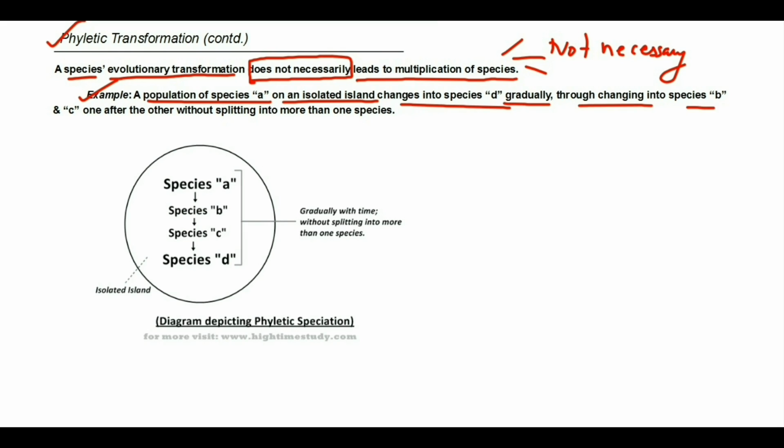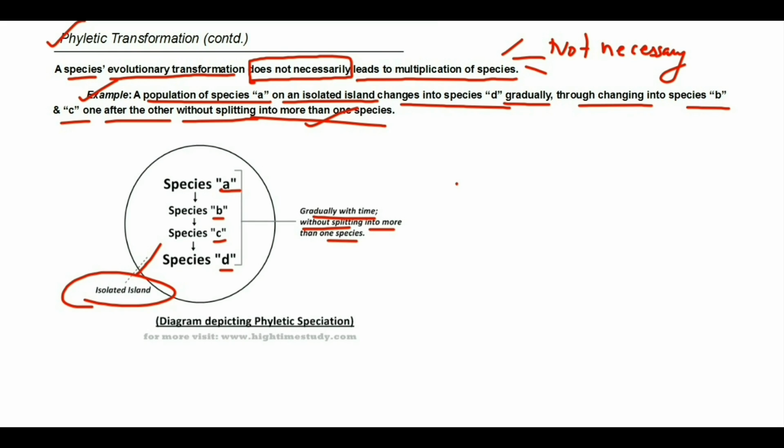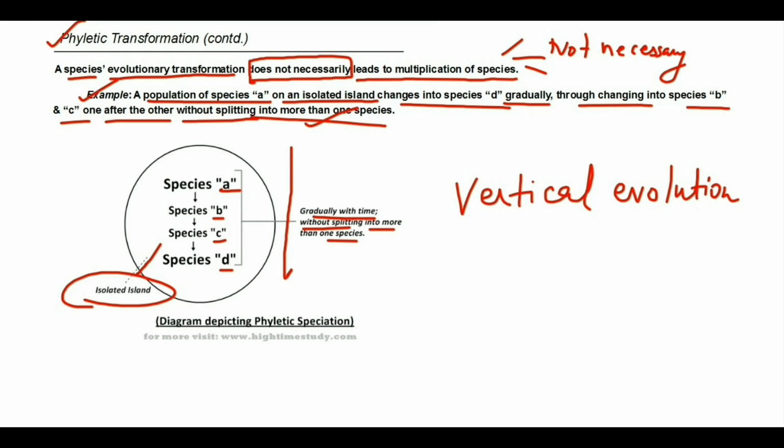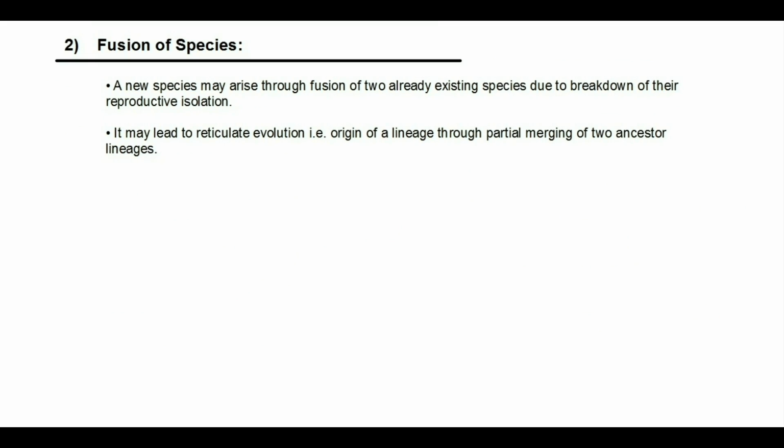So we have a population on an isolated island here. This is an example. A population called species A exists on an isolated island, then changes to B, C, and D gradually with time without splitting into more than one species. And this is what we call vertical evolution, which is another name for phyletic transformation. So this is simply the example. I hope you all will understand.